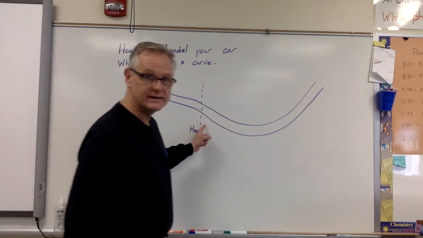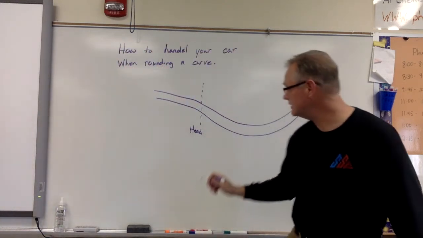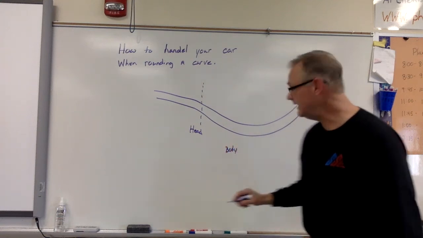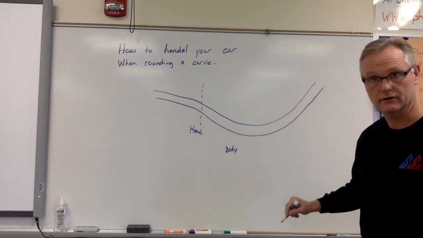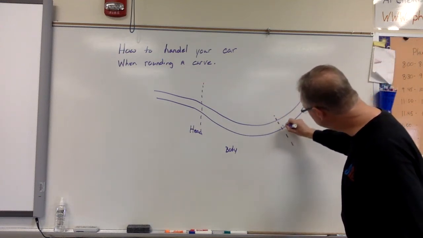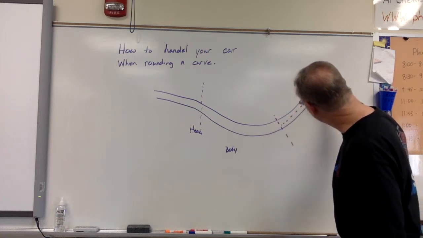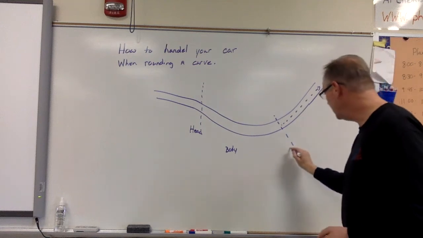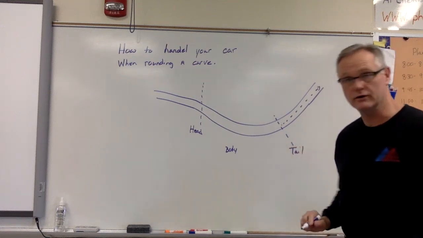Then you can see that the curve itself is referred to as the body. And finally, you have the tail of the curve, or the end of it. At the point where you can see straight down the road, that is the tail of the curve, and I'll write that.